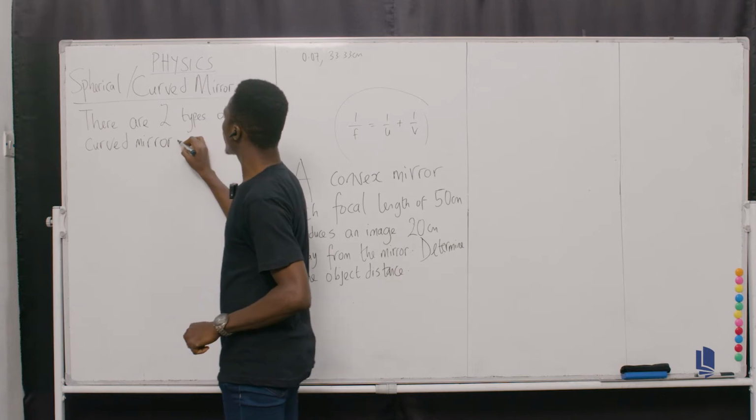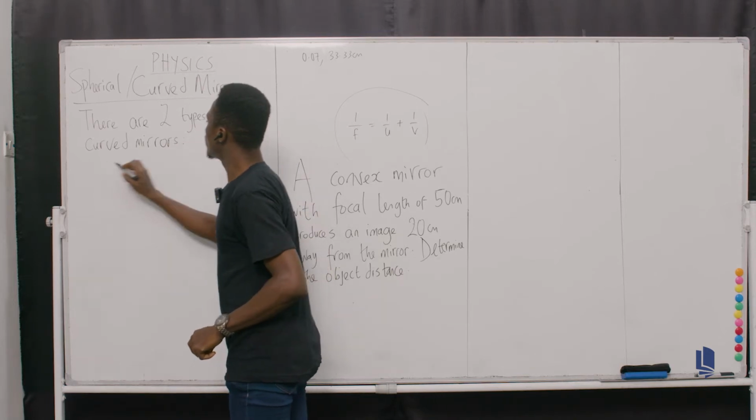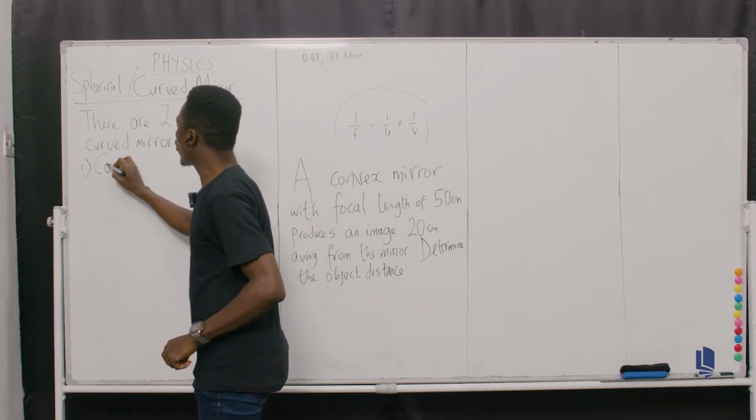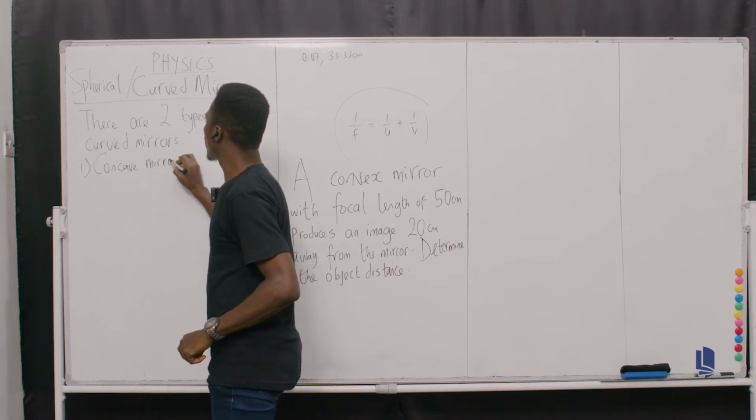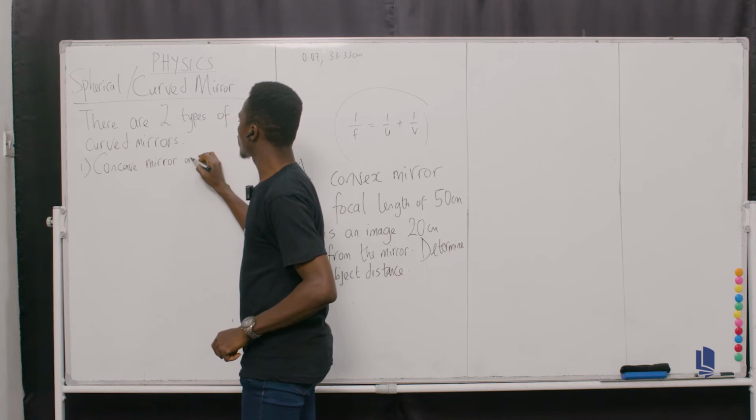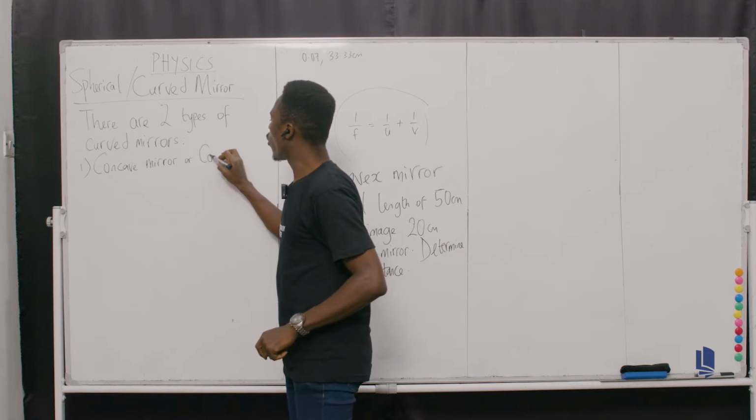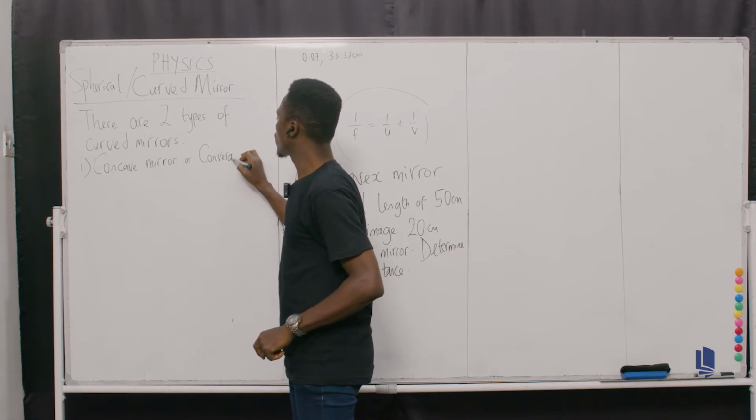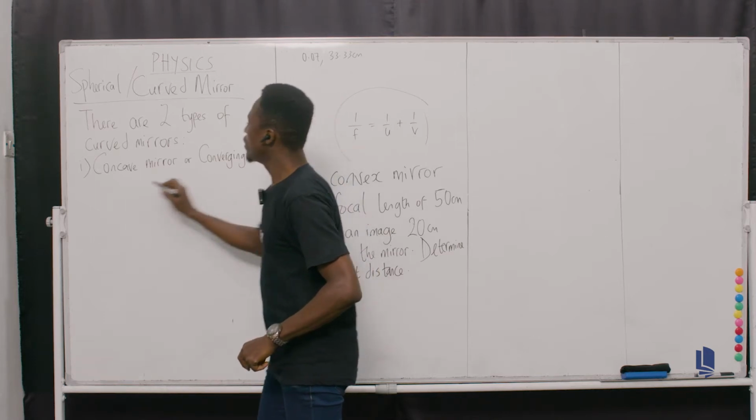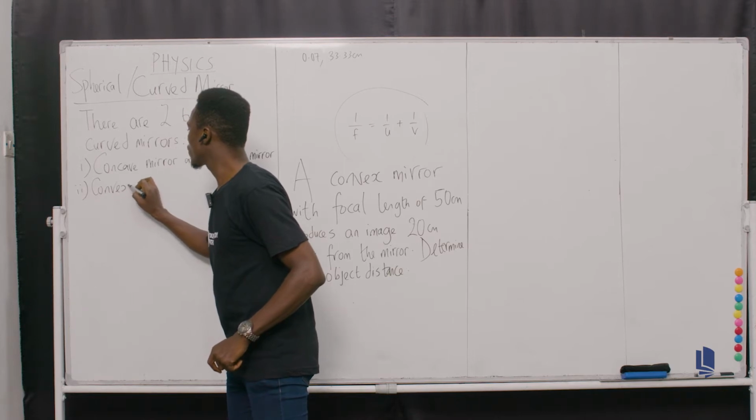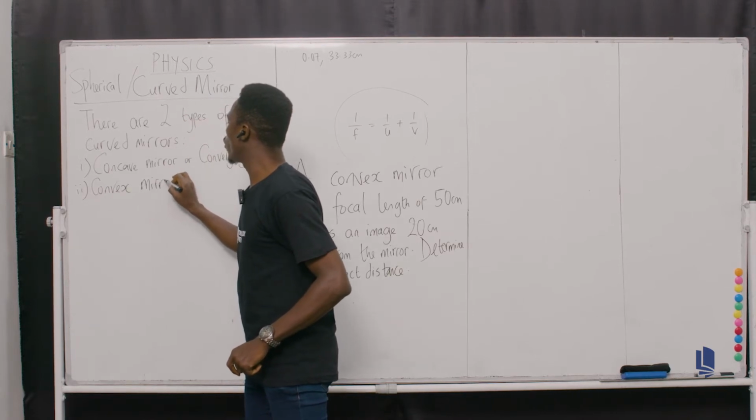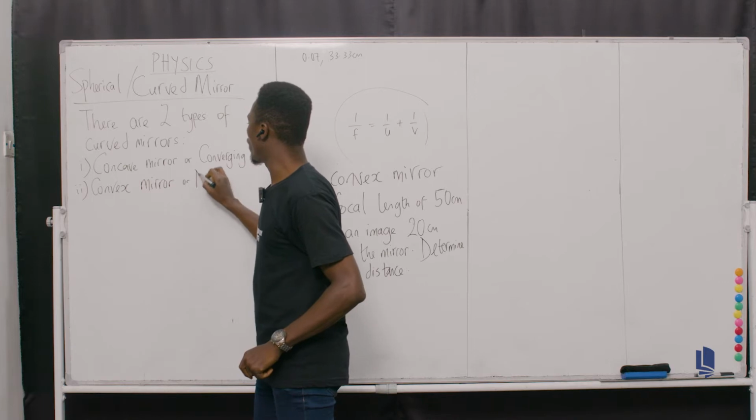There are two types of curved mirrors, namely a concave mirror, also known as converging mirror. Now we have the second one, known as convex mirror, which we also know as diverging mirror.